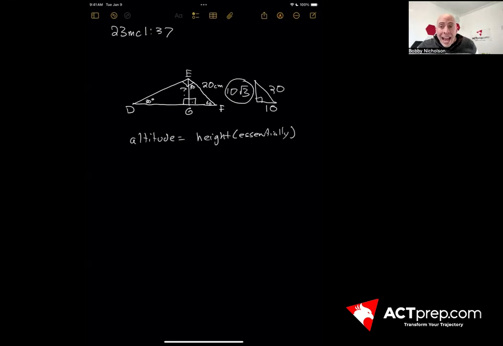If you don't have your special right triangles memorized, you could use Pythagorean theorem to be able to solve this problem, but it would take you a lot longer to do that. And we highly recommend you go ahead and memorize your special right triangles, or just wait until later in the program when we'll do that as one of the weeks of the program.